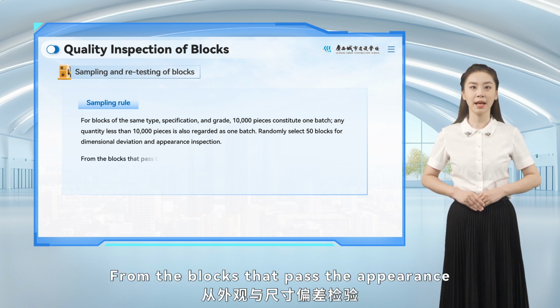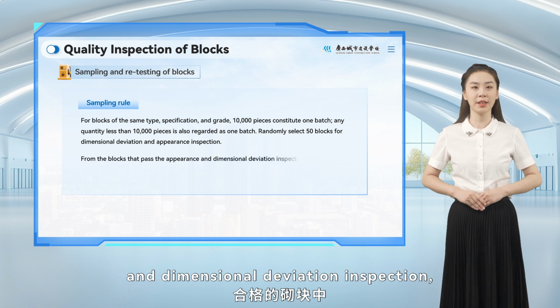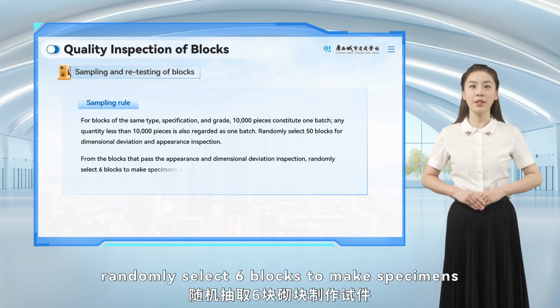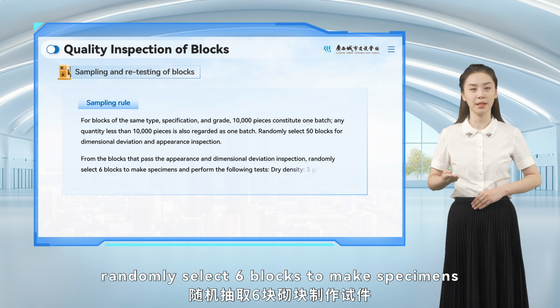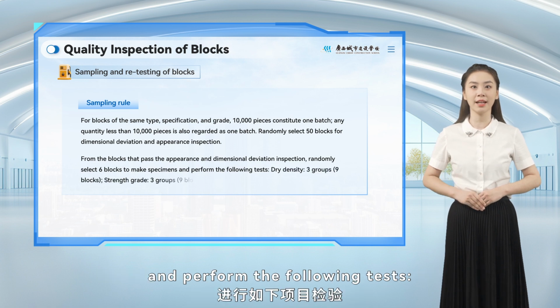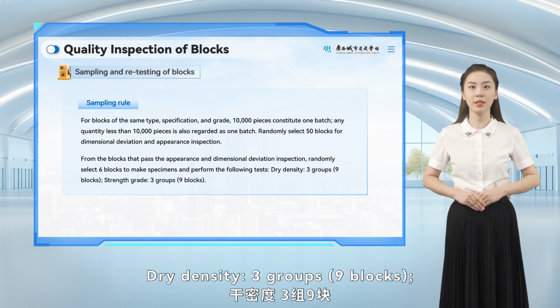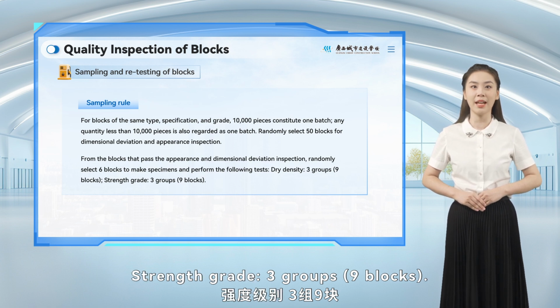From the blocks that pass the appearance and dimensional deviation inspection, randomly select 6 blocks to make specimens and perform the following tests. Dry density, 3 groups, 9 blocks. Strength grade, 3 groups, 9 blocks.